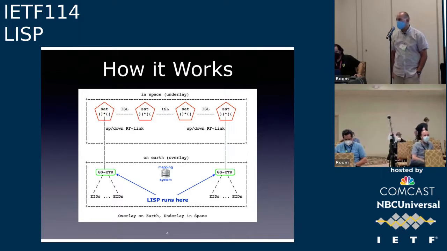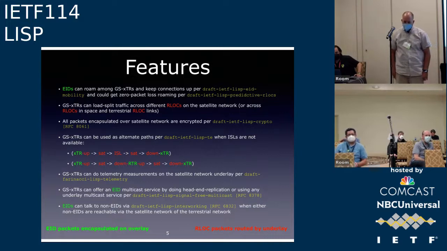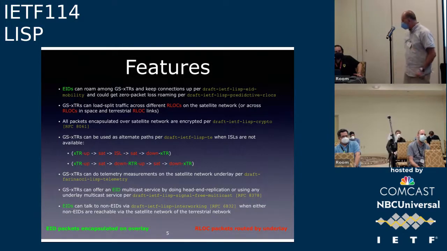I have one last question. If you go to this slide, you say across, in the second bullet, or across RLOCs in space. If in space you have RLOCs, it means that the satellites have to run LISP, they have to be XDRs, right? Because otherwise, it's just an underlay unaware of LISP.